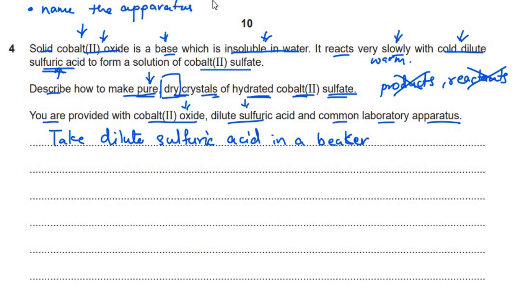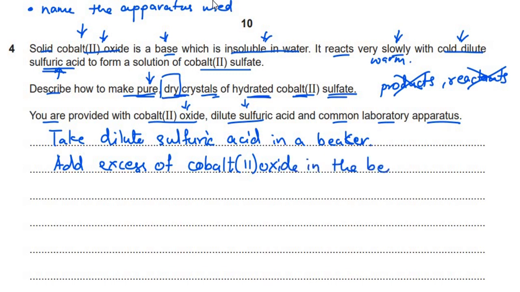This you should consider while writing an experiment. Name the apparatus used. So we are writing here, take the dilute sulfuric acid in a beaker. The second point is add excess of cobalt oxide in the beaker.